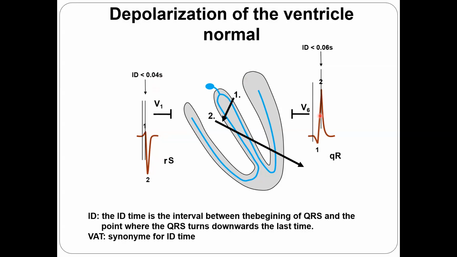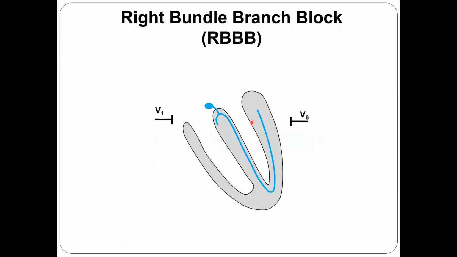However, on the left side, the time to the top of the R wave is less than 0.06 seconds. That's important because whenever we have a block, that part of the ventricle is activated later. So if the left ventricle activation time is elongated, it means we have a left bundle branch block. If the right side's ventricle activation time is elongated, that means we have a right bundle branch block. Okay, let's see what the right bundle branch block means.